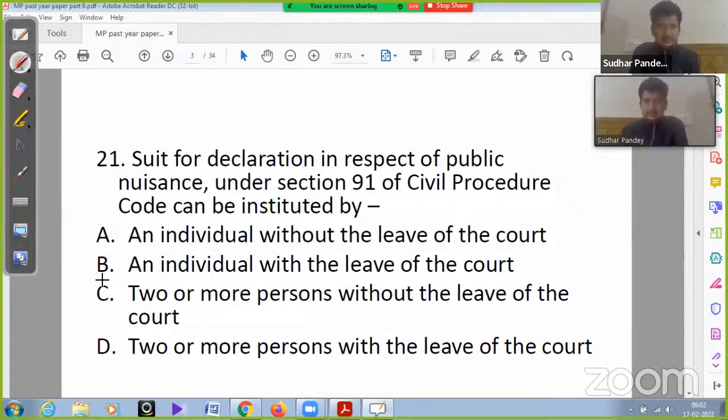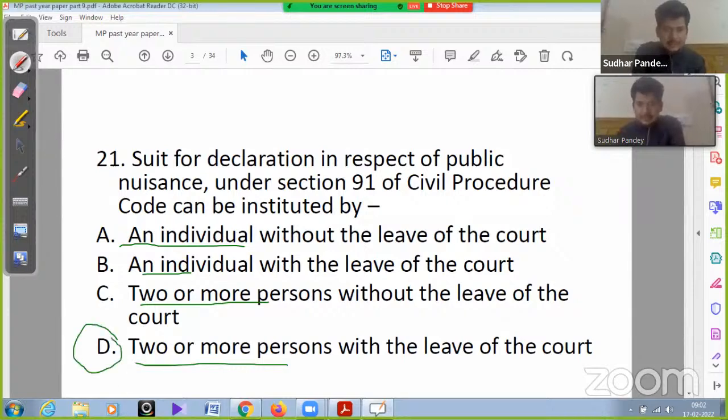Yes, just let me know. A suit for declaration in respect of public nuisance can be instituted by an individual without the leave of the court, by an individual with the leave of the court, two or more persons without the leave of the court, and two or more persons with the leave of the court. So what should be the correct answer? Just let me know. Yes, its correct answer will be D for Delhi. That is two or more persons with the leave of court.